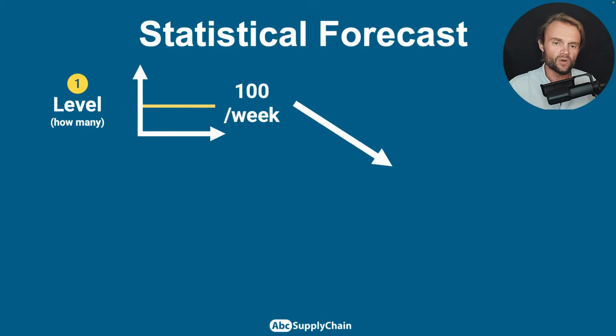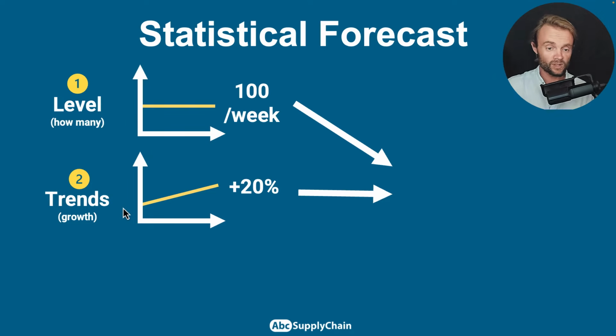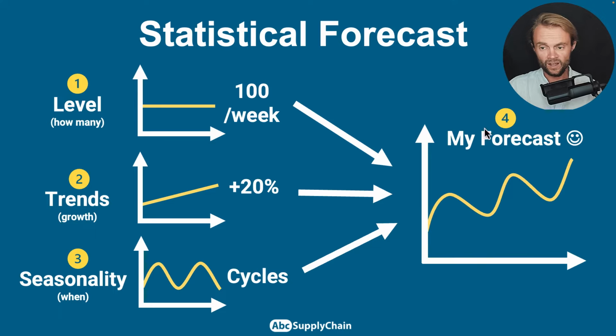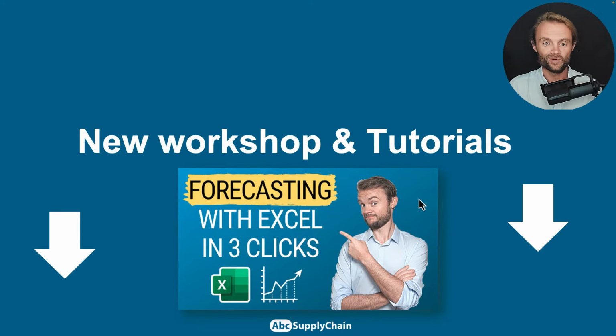But if you don't have any forecast, keep it simple with statistical forecasts at the beginning. You just need to define what is the level of your forecast, how many products per week or per month are you selling? This is the how many. Then what is the trend? Are you growing? Are you declining by 10, 20%? And what is the seasonality? Do you have any cycle in your forecast that repeat every quarter, every year, for example, for Christmas? With these 3 pillars, you will be able to generate a forecast. If you want to know more about it, check my workshop below and my YouTube videos, okay?